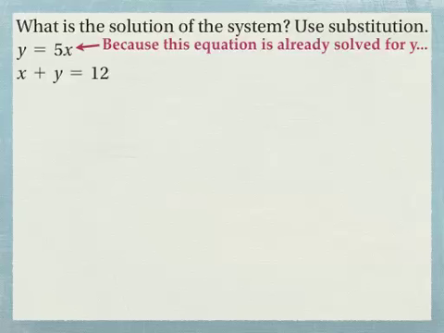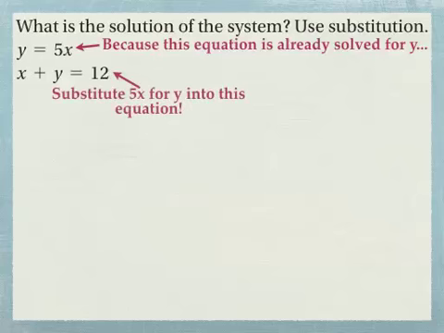Because this equation is already solved for y, y is equal to 5x, so I can take the 5x and plug it in, or substitute 5x for y, into the other equation. Notice I had to use the other equation. What that tells us is we can plug in 5x instead of y, and that gives us x plus 5x equals 12. So all I've done is substitute in 5x instead of y into the second equation.